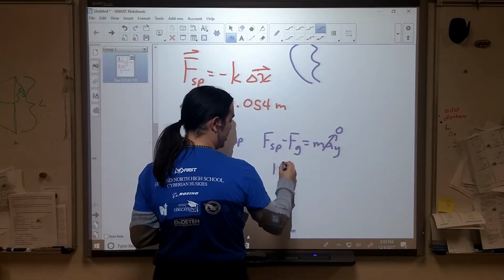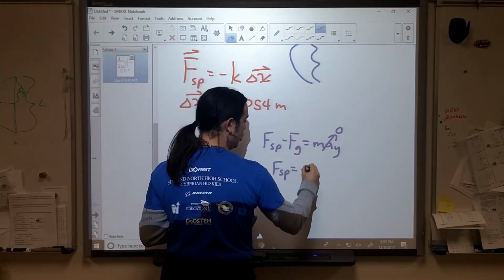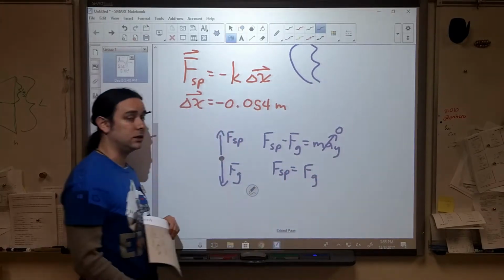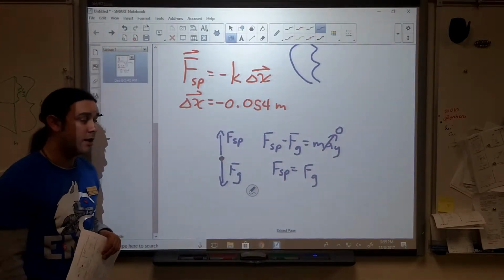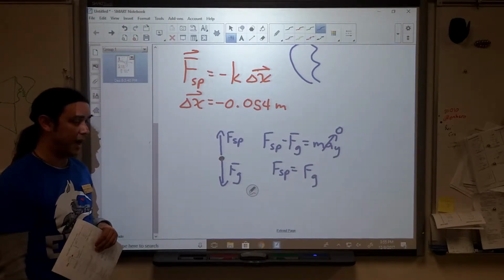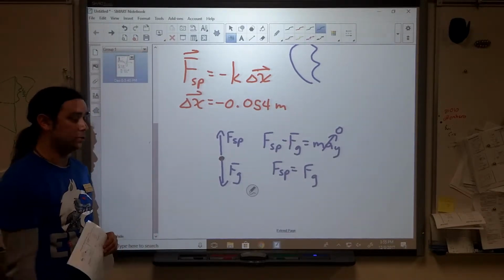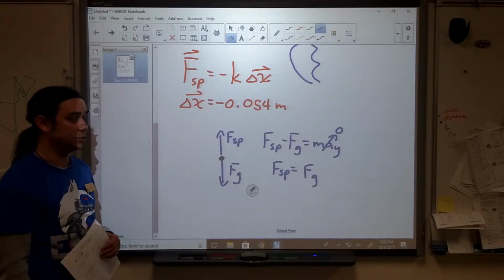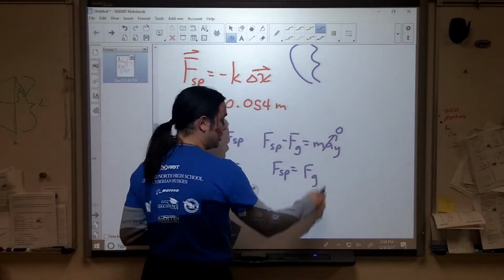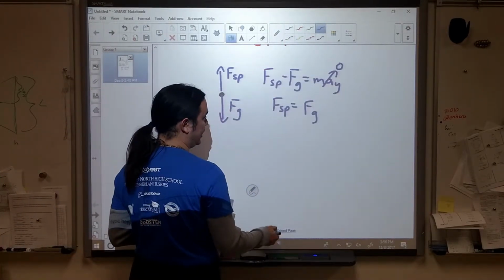That tells us that our spring force must be equal and opposite to the force of gravity, not because of Newton's third law. This is not an equal and opposite reacting pair. They happen to be equal and opposite because of Newton's second law, and this object is not accelerating. The mass is just hanging there.